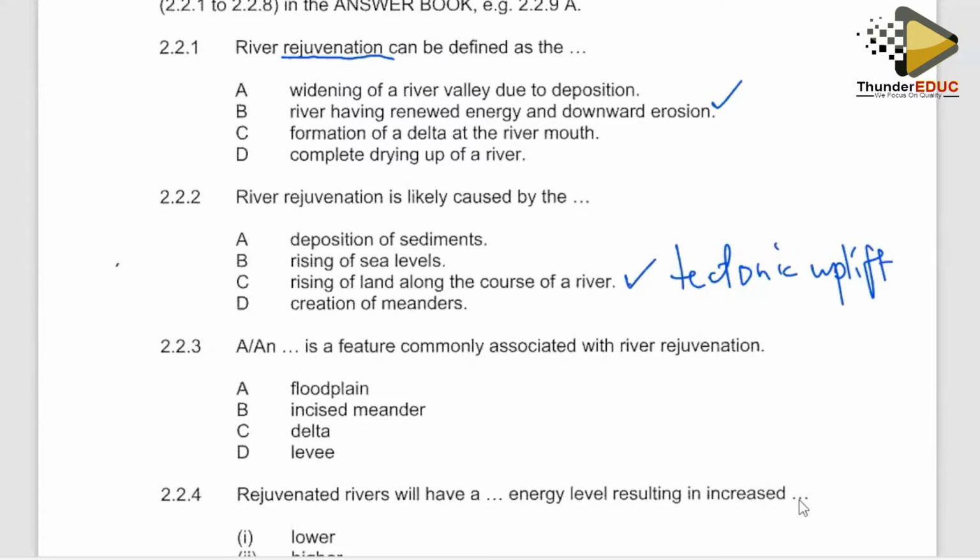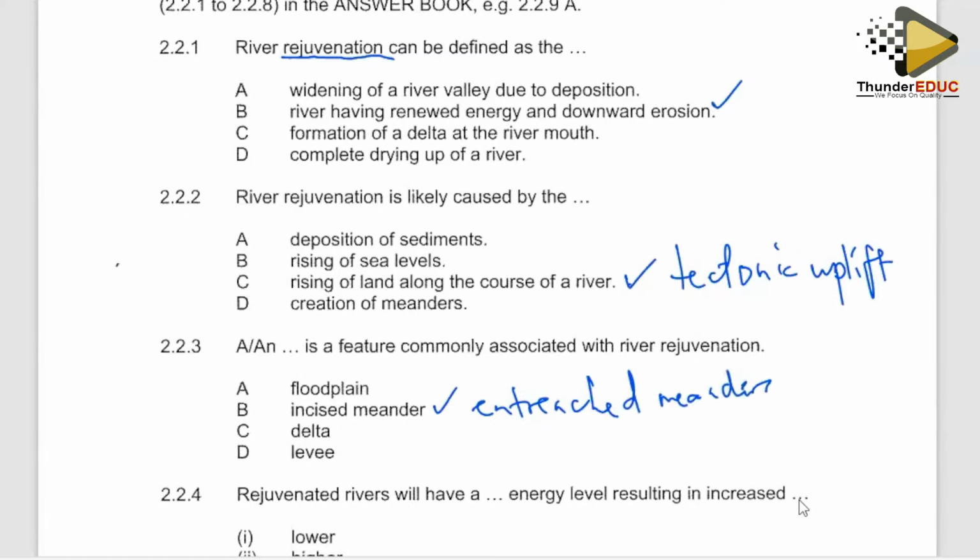Which feature is commonly associated with river rejuvenation? What do we find when we have river rejuvenation? Floodplain is a result of deposition. Incised meander is our correct response. Or sometimes we call them entrenched meanders.